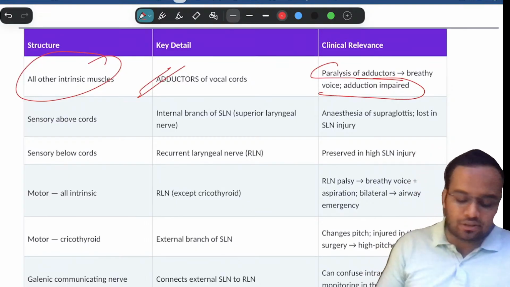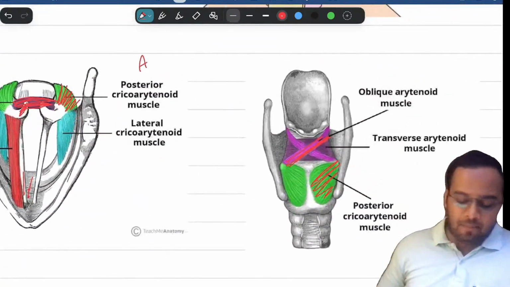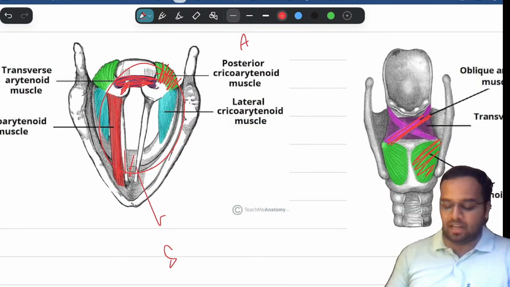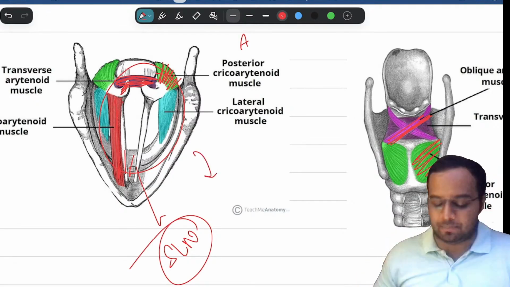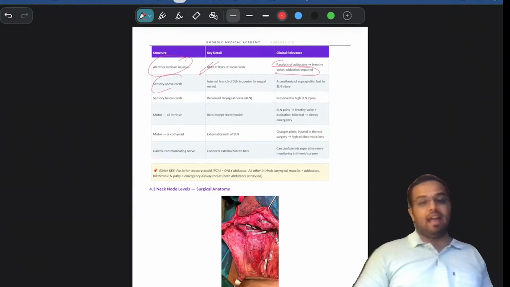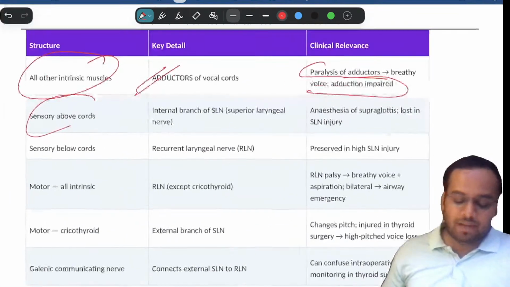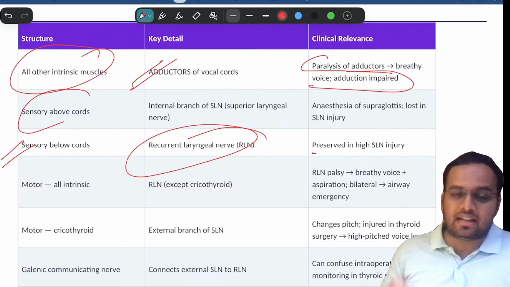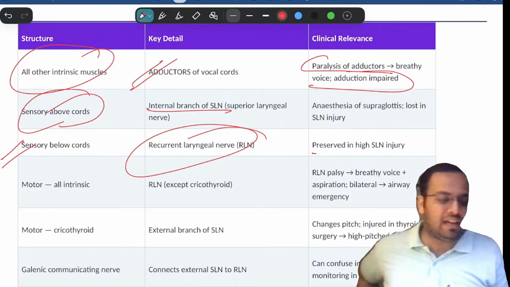Remember, all the sensory component above this region is going to be supplied by the superior laryngeal nerve, and all the sensory component below the vocal cord is going to be supplied by the recurrent laryngeal nerve. So whenever you have recurrent laryngeal nerve damage, it is also going to lead to infraglottic sensory nerve supply being cut off. So below, sensory is recurrent laryngeal nerve, and always remember that the sensory supply above the cords is because of the internal branch of the superior laryngeal nerve.